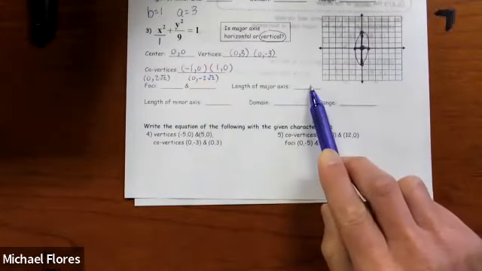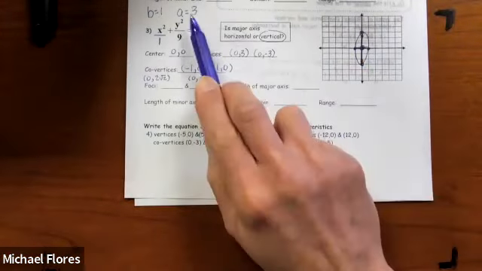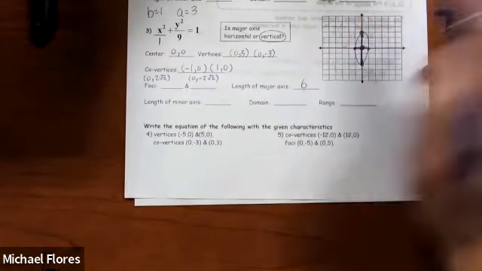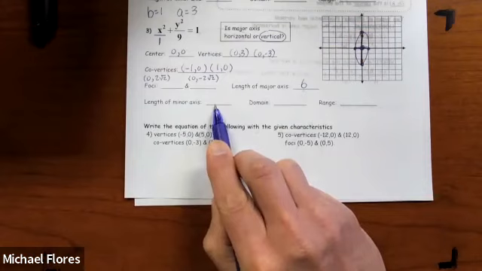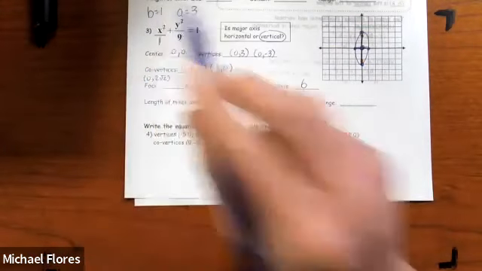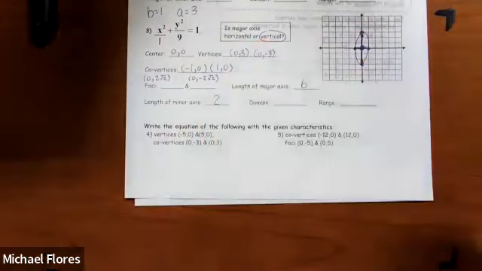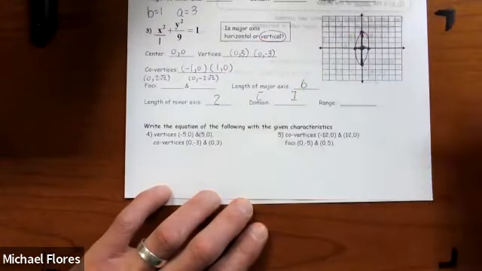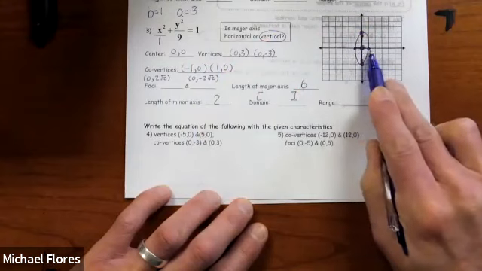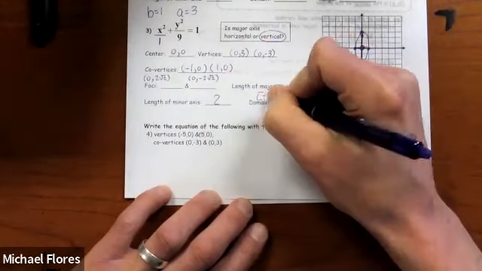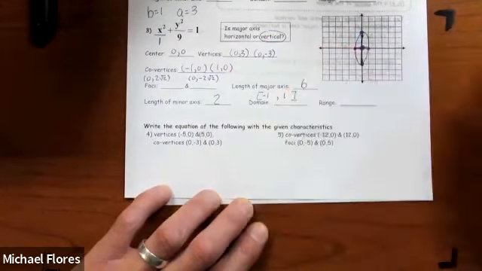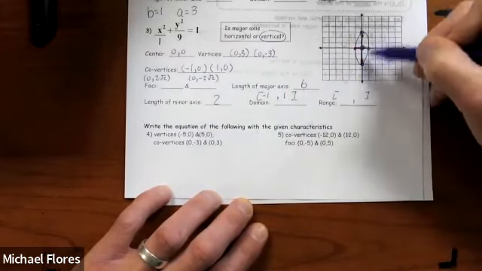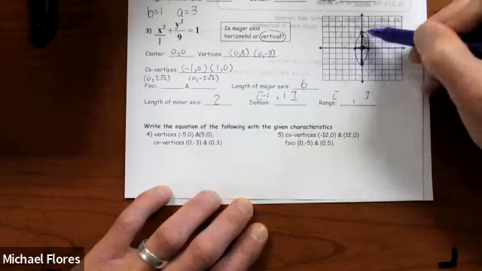Okay, the length of the major axis, we're going to take A and double it. Length of the minor axis, we're going to take B and double it. Domain, all of the x values this graph covers from left to right. So from -1 to +1. And our range are all of the y values that this graph covers from bottom to top. So from -3 to +3.